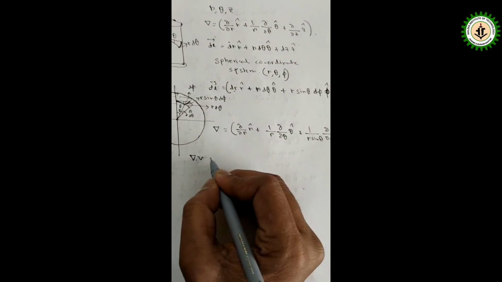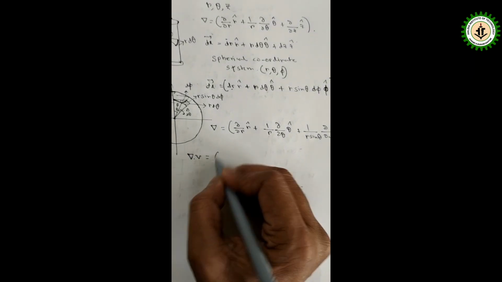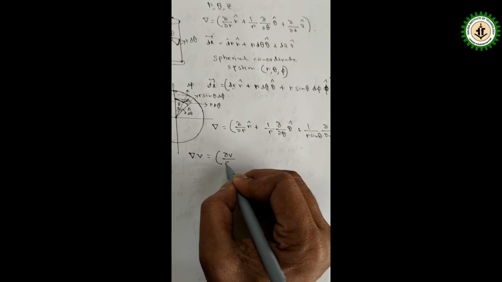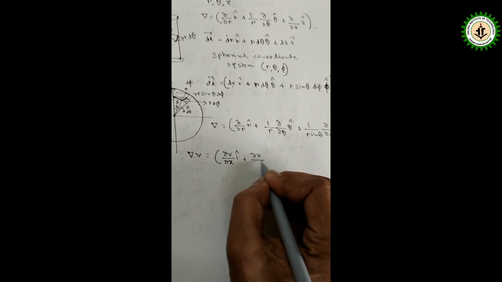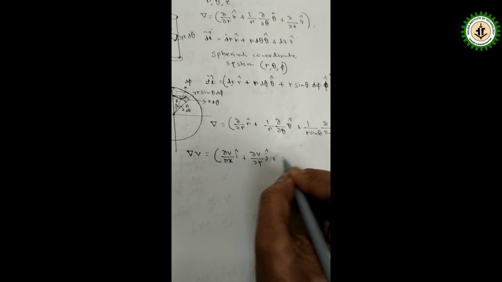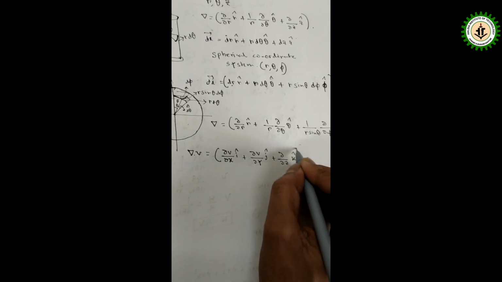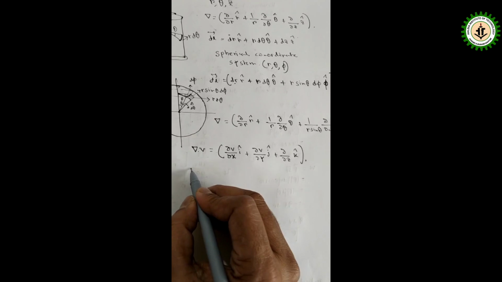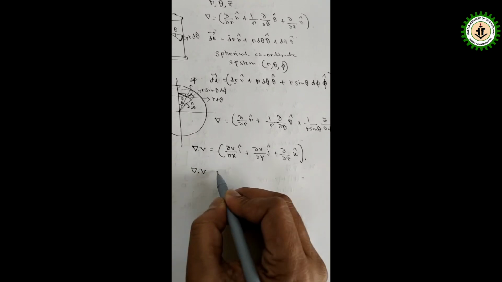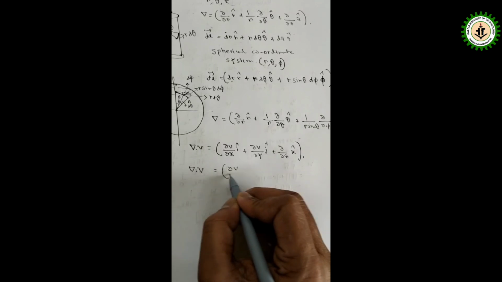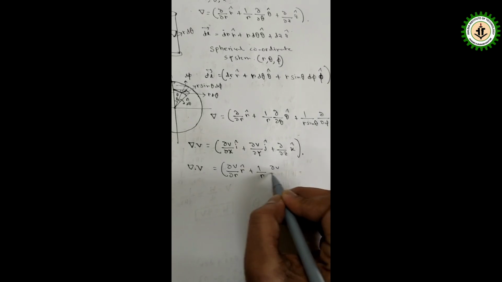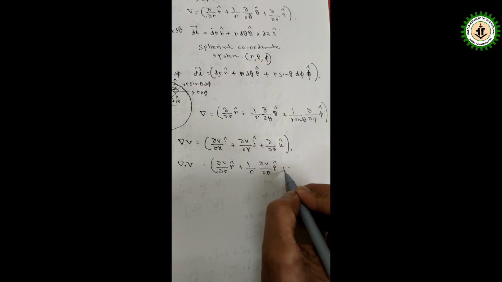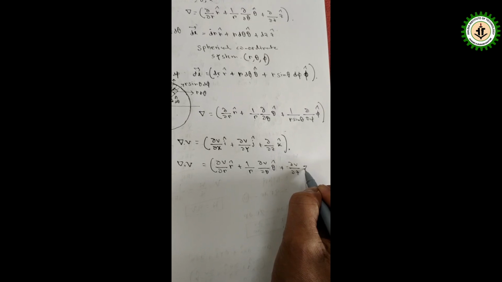So what is the gradient of potential in the Cartesian coordinate system? That is del v by del x along the i direction plus del v by del y along the j direction plus del v by del z along the k direction. If I write it in the cylindrical coordinate system, the only change is del v by del r along the r direction plus 1 by r del v by del theta along the theta direction plus del v by del z along the z direction, or z cap or k cap.